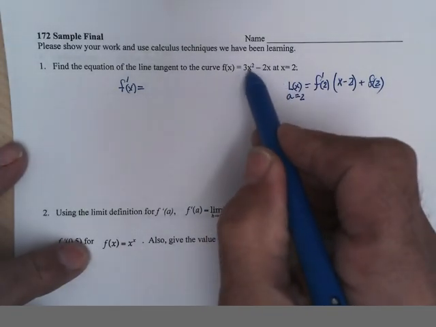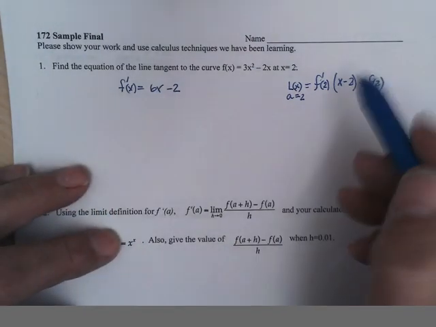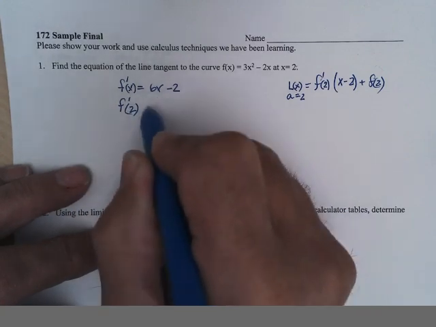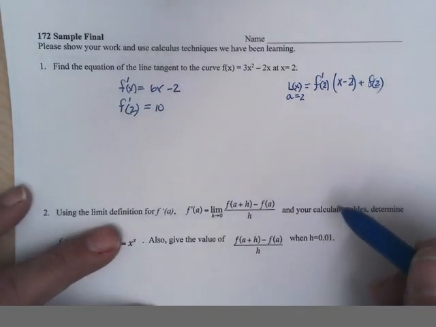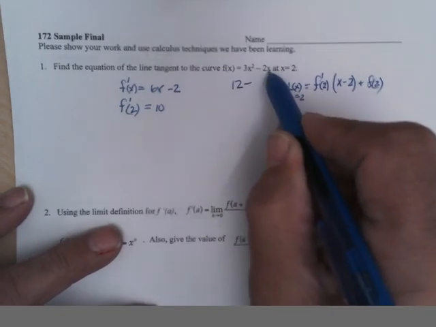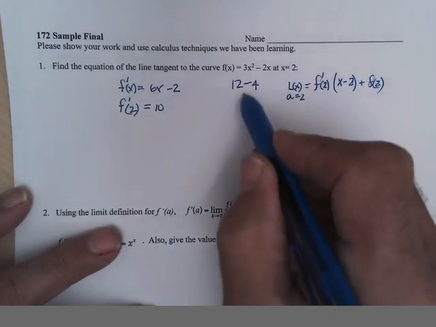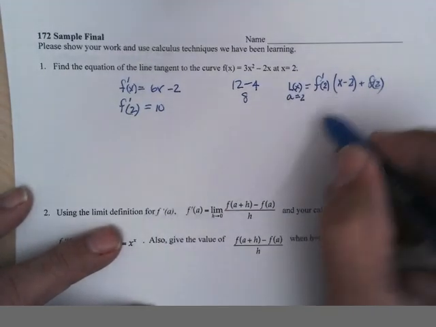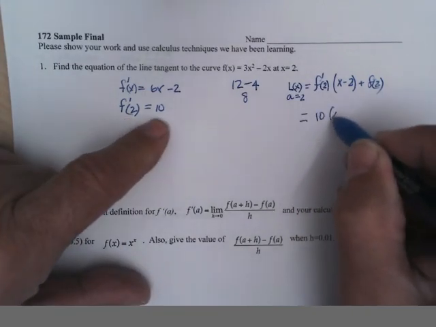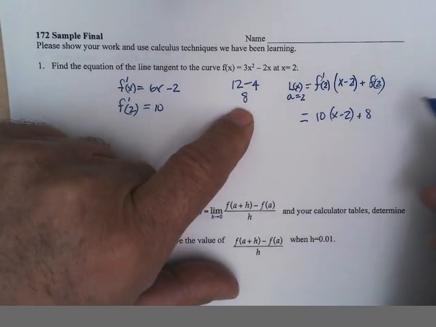So the derivative of this would be 6x minus 2, and so f prime of 2 would be 12 minus 2, or 10, and f of 2 would be 4 times 3, 12, minus 2 times 2 is 4, so that would be 8. So we get f prime is 10 times x minus 2 plus f of 2, 8.